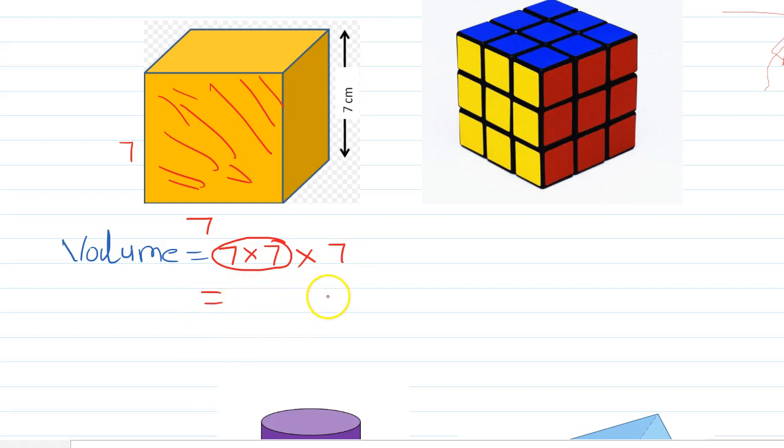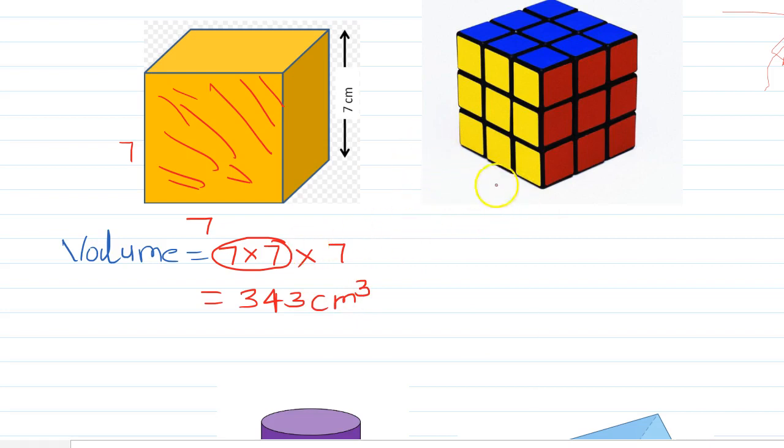So 7 times 7 is 49. And then 49 times 7, it will be 343. So let's write down here 343. Unit is centimeter, so it will be centimeter cube.